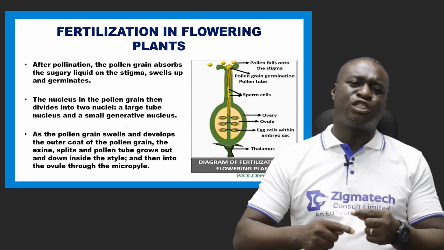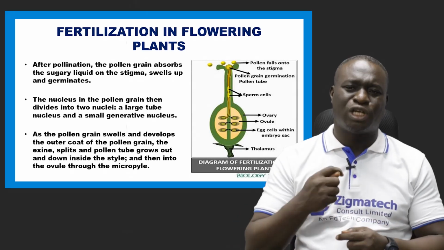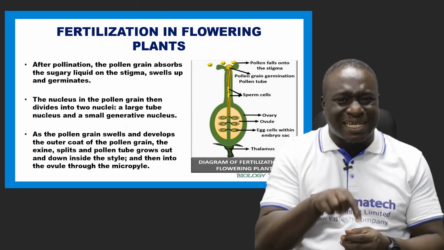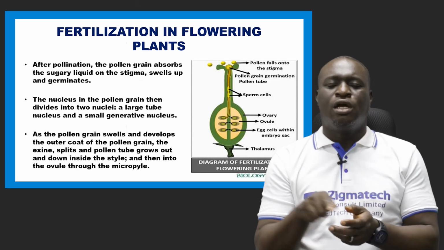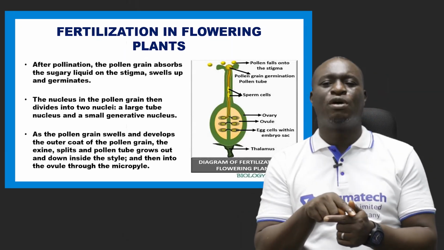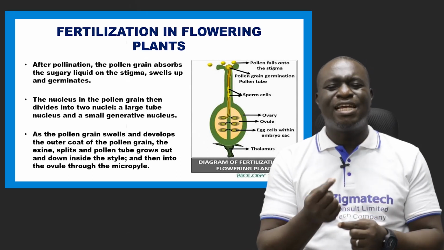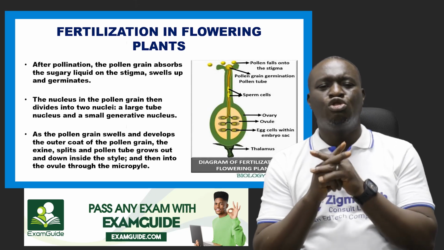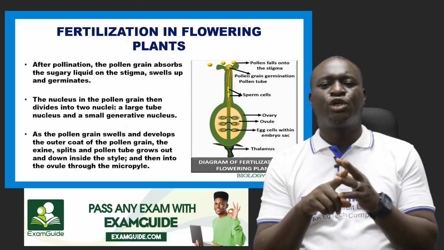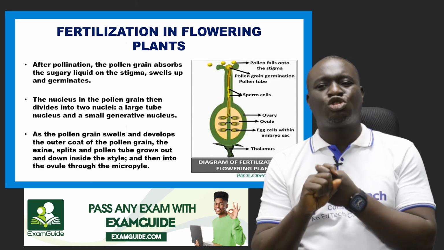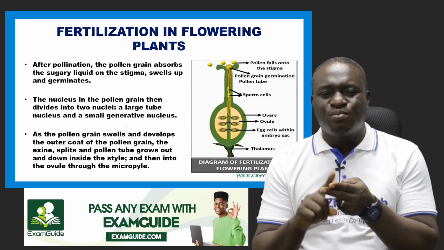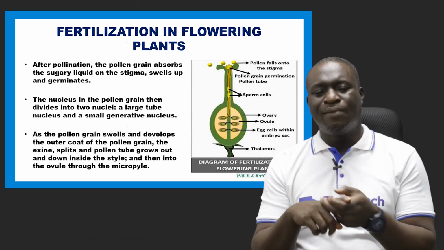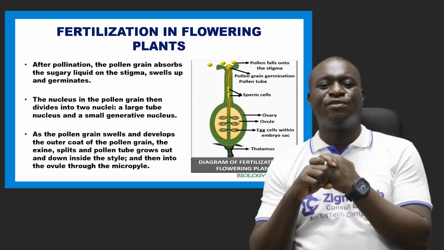Now, while it is undergoing this process of germination, certain things continue to take place inside of the pollen grain. The nucleus inside the pollen grain divides into two nuclei. These two nuclei are the large tube nucleus and the small generative nucleus.